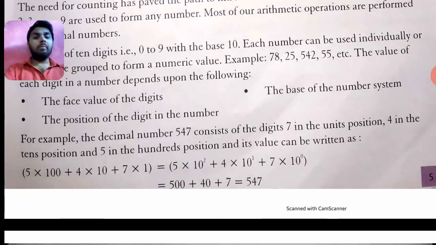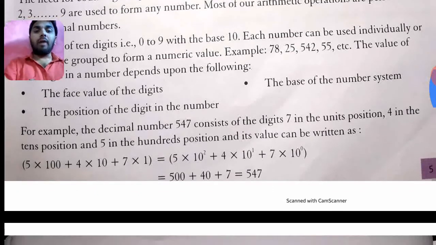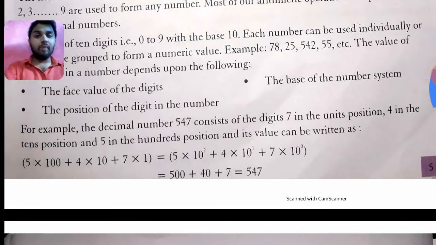Now see one example they have shown us. For example, the decimal number 547 consists of the digit 7 in the unit position, 4 in the tens position, and 5 in the 100 position, and its value can be written as 5 into 100 means 500, 4 into 10 means 40, and 7 into 1 means 7.